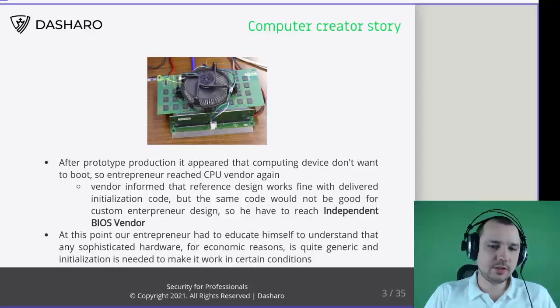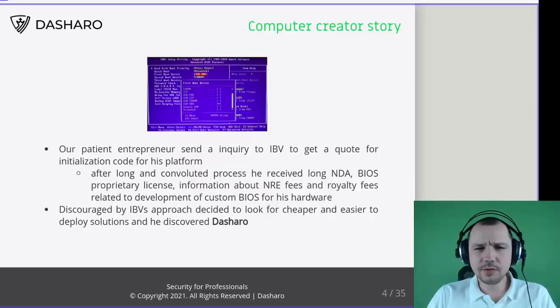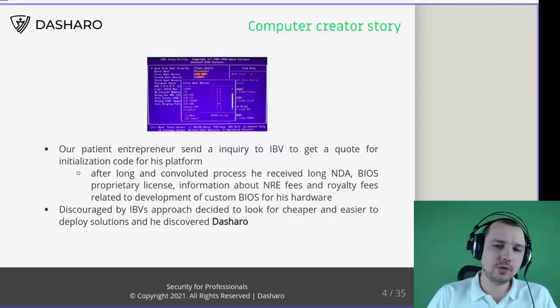So he understood that this code is needed. So he was very patient and he went to an independent BIOS vendor and sent an inquiry to get a quote for his design. After a very long convoluted process, discussions, signing an NDA, reading and analyzing proprietary licenses, he received the non-recurring engineering fees, so how much he has to pay for the engineers of the independent BIOS vendor, and he got the information about what kind of royalty fees he has to pay for each hardware platform he will sell with the BIOS that will be developed for him.